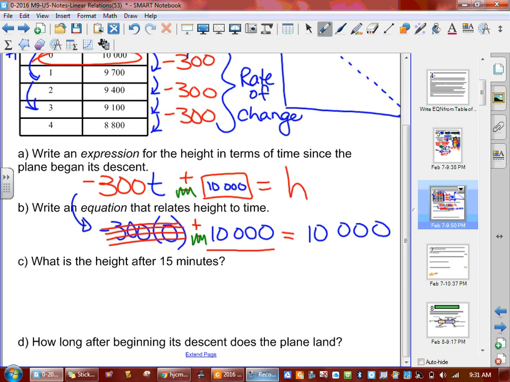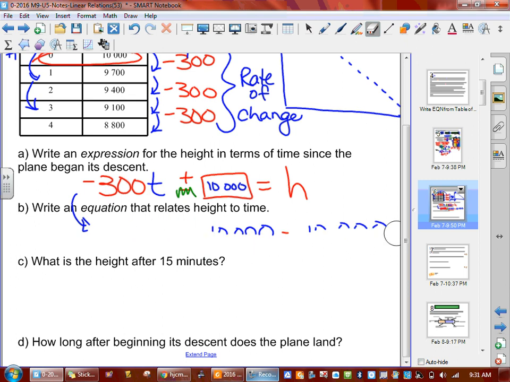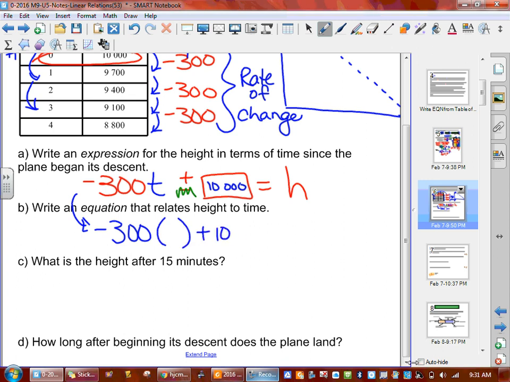All right. We're going to check one more test point to make sure it works. Negative 300 times the number plus 10,000 has to equal the other number. Okay, which test point do you want to use? 2? Okay, 2 and 9,400. We're going to use this one right here. So 2 and 9,400. Let's see if the left side equals the right side.